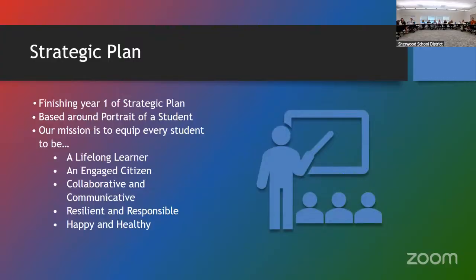As we finish this, I get so excited to think about a Sherwood kid graduating, and we think about, what do we want from that kid? Think about your kid or a neighbor or whatever. I want them to graduate with these things. These are what we call the portrait of a student. So we want them to be lifelong learners, engaged citizens, collaborative, communicative, resilient, responsible, happy, healthy. I like to say we want them to graduate happy, healthy, and with a plan. Right? We don't always want to dictate what that plan is, but we want them to have a plan.